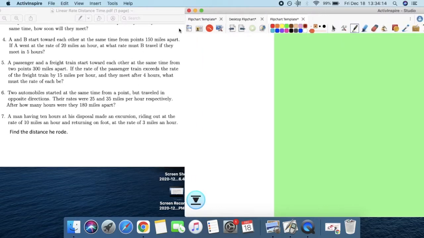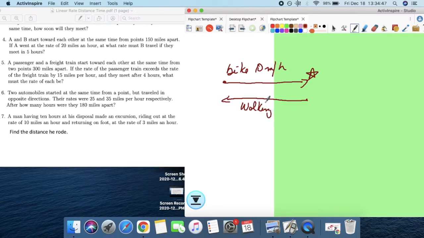So a man having 10 hours, so we know the time is 10 hours. He's made an excursion. So he's going to ride his bicycle at 10 miles an hour. And then returning on foot. So wherever he went to this place over here, he made a U-turn and came back, but he came back walking at 3 miles an hour.